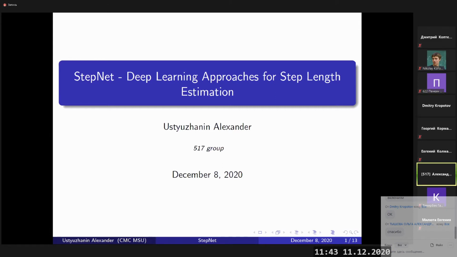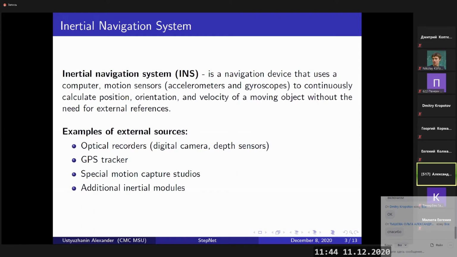Okay, let's begin. Hello, my name is Ustyuzhanin Alexander, and today I want to tell you about applications of deep learning for navigational tasks. So let's begin with some definitions.